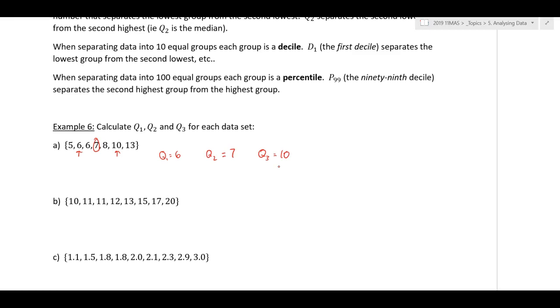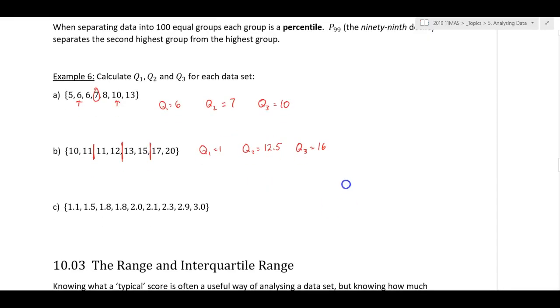Here I have 8 scores, so that means I've got 2 groups of 4. Means that my median, Q2, my second quartile, is halfway between 12 and 13, which is 12.5. Note that it's not one of the scores in the group. Q1 is 11. And Q3, my third quartile, is 16. All good. That's a nice, neat one.